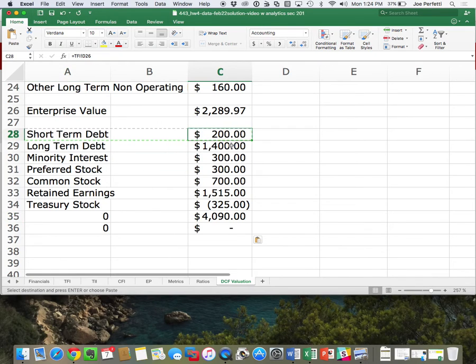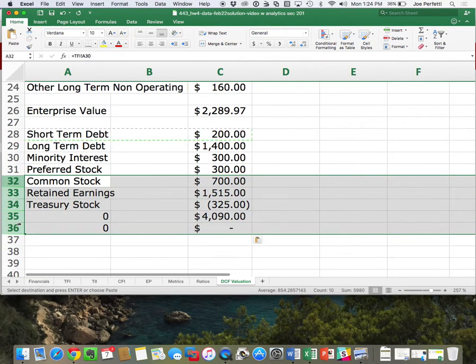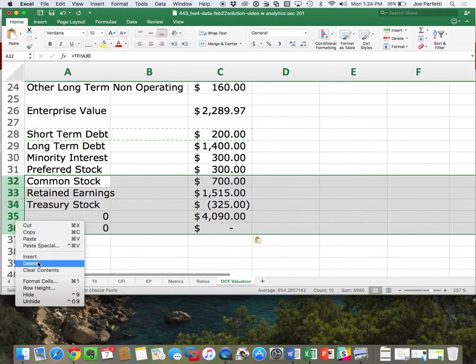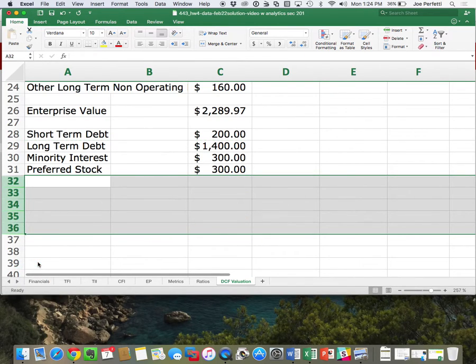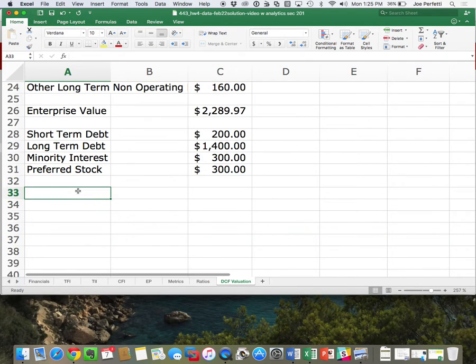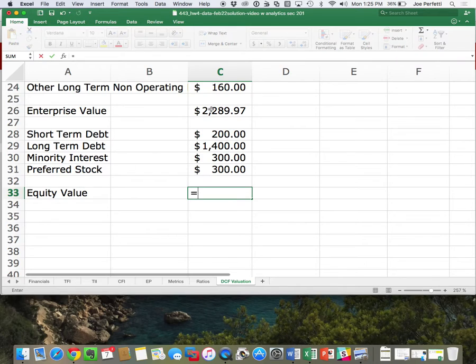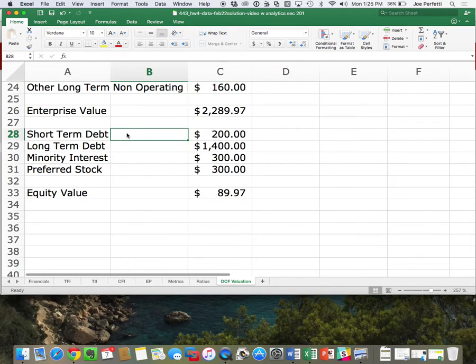But here's the point. I got to pay off my short-term debt. I got to pay off my long-term debt. I got to pay off the minority shareholders. I got to pay off the preferred shareholders. Whatever's left would go to the common shareholders. All this belongs to the common anyways. So basically, when I subtract those other people who have to get paid back, what's left becomes my equity value. So my forecasted equity value is my enterprise value minus the sum of those. That's the value of the firm. If I knew how many shares they had, divide by share price.